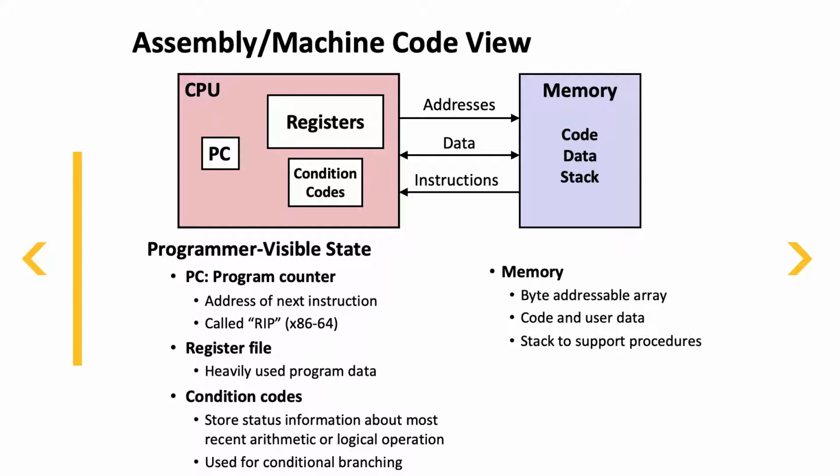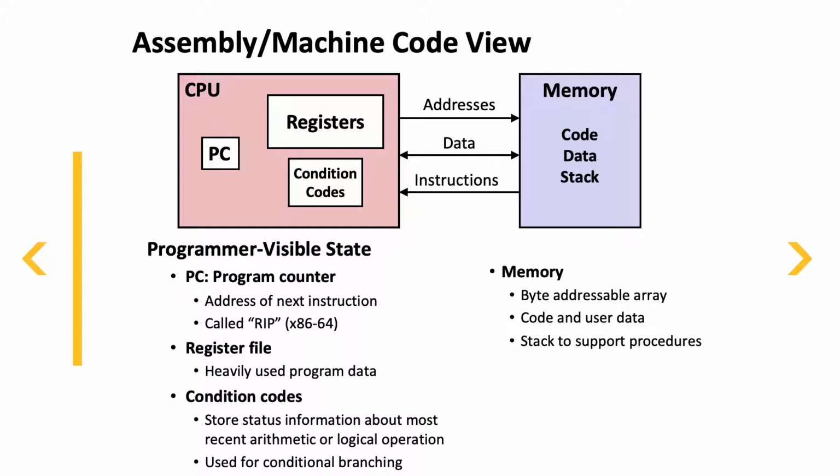So we've got the PC, or program counter, on the CPU, and all that does is hold the address of the next instruction. It's called the RIP in x86-64. Right? It's the instruction pointer. This is where we go to find out what's the address of the next instruction I need. We've got the register file, so the registers live here. This is heavily used program data, so this is where we can store some stuff that's going to be closest to the CPU.